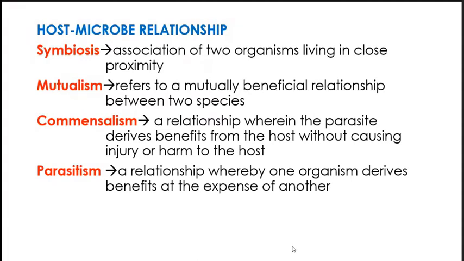First, we have the symbiosis. It is the association of two organisms living in close proximity. Etong symbiosis, ma'am, sa pagkakaalala ko, is these organisms do not harm each other. And the next is mutualism, refers to a mutually beneficial relationship between two species. An example of this would be E. coli in our intestines.